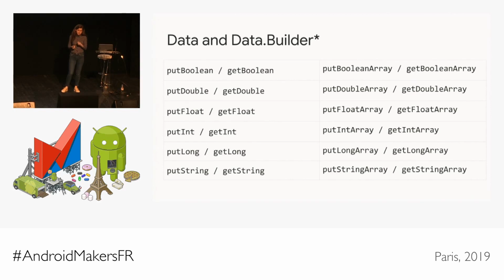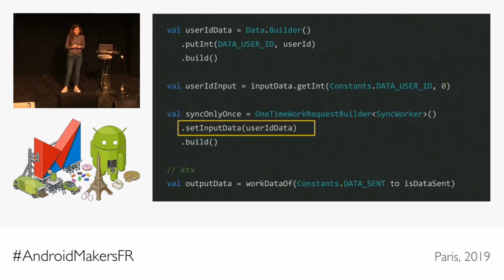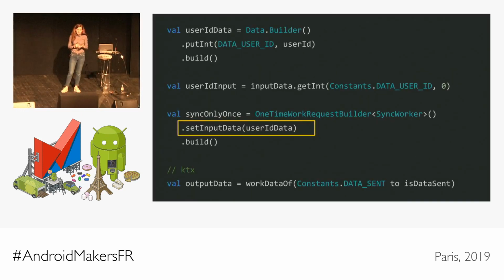And in this case, we have the possibility to use primitives and strings, and we have Boolean, double, float, int, long, and string from Java, and we also are able to define some arrays for them. In order to apply this input, we use the method setInputData, and if we use KTX, we could use workDataOf to define the input value.